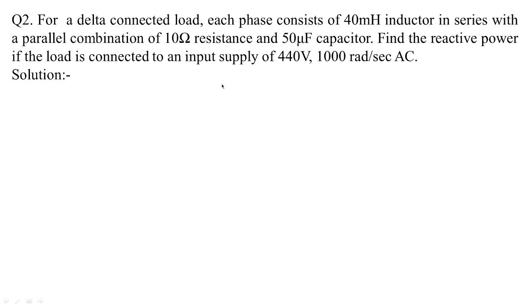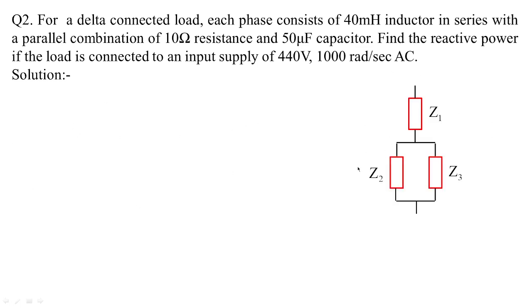If the load is connected to a supply, the input supply is given as 440 volts, and here you can see the angular frequency value is given, which is nothing but 1000 radians per second. We are dealing with AC circuits. So this is how each leg of the delta load will be like this. You have inductor connected in series with the parallel combination of resistance and capacitor.